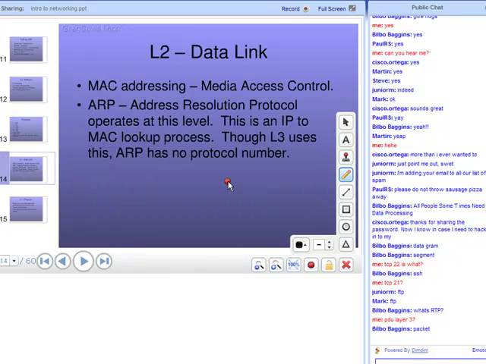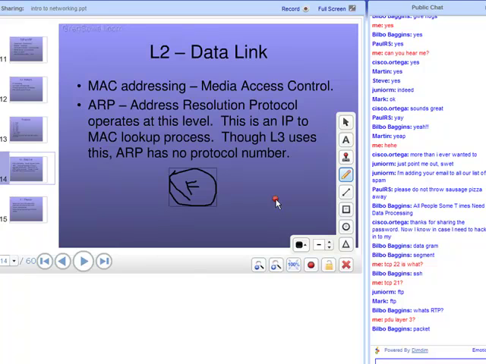L2 is your data link. I'm going to go ahead and tell you that at this layer the PDU is called a frame, because I think I forgot to put that on here. It is a frame. F for frame. Put a circle around it. My handwriting's horrible. Anyway, this is where your MAC addressing lives. Media access control address. And this is also where the ARP protocol runs.